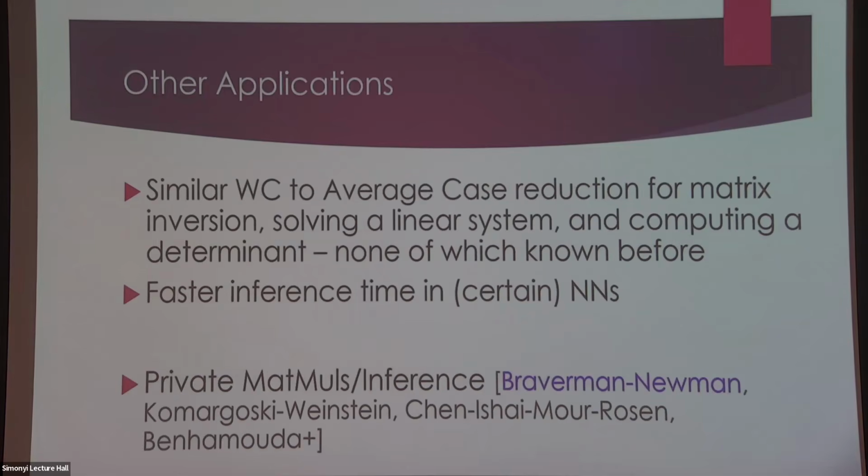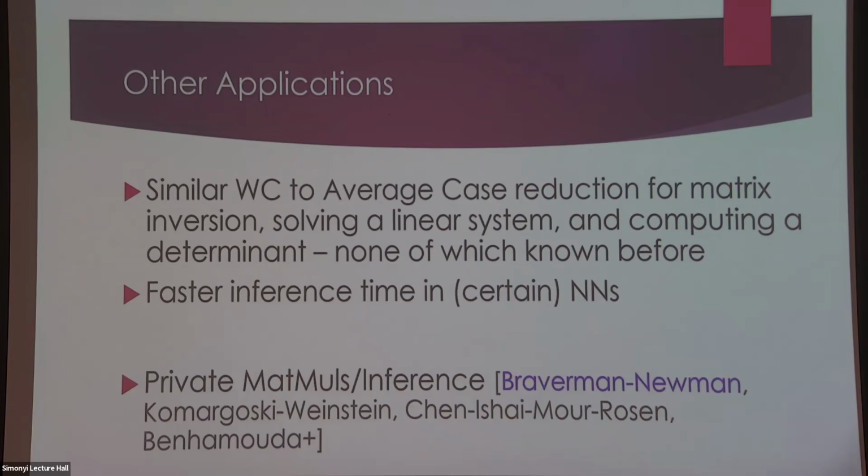Good. Both of these examples that I gave, or the 3 examples that I gave, are actually things that we knew or afterwards we know how to do. Maybe besides the parameters and so on. But we have several other examples for things that we didn't know how to do without these tools. So for example, if I want similar worst case to average case reductions, but not for matrix multiplication, but things like matrix inversion, or solving a linear system, or computing a determinant even, then this we didn't know how to do with the previous tools, but now we do.